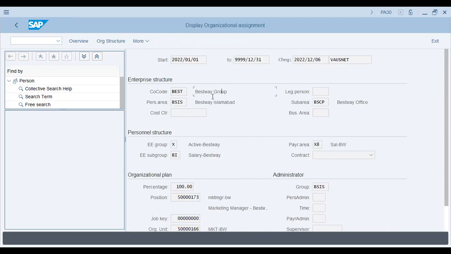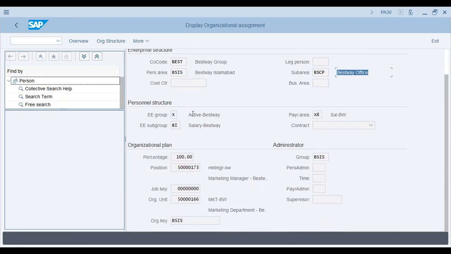So company code is Best Way, personal area is Best Way Islamabad, sub area is Best Way office. Okay, so personal area is a geographical area, and the sub area exists in personal area, and that is your Best Way office. So employee group is active, employee subgroup salary. Under active, there are salaried and contract both.